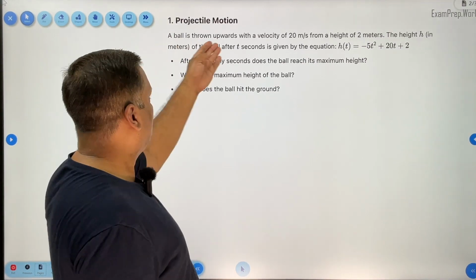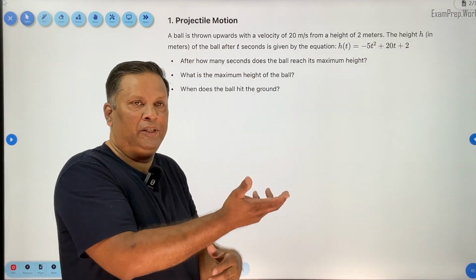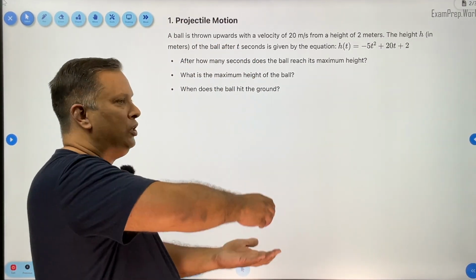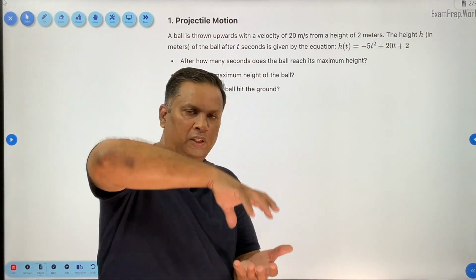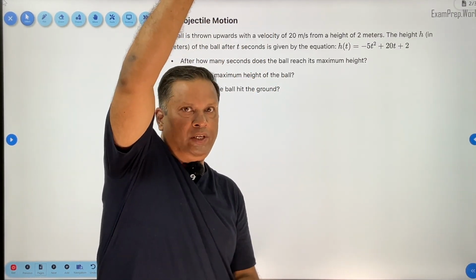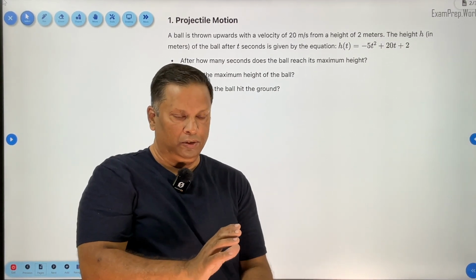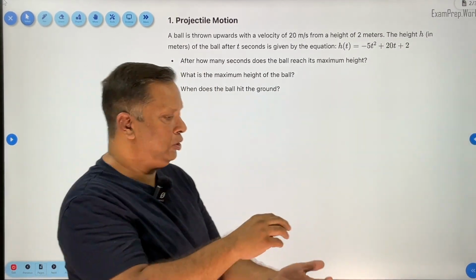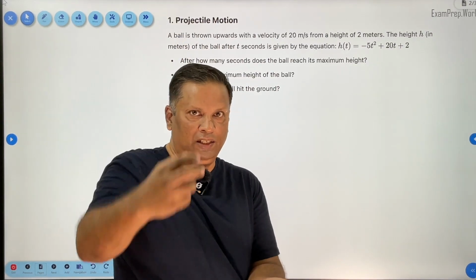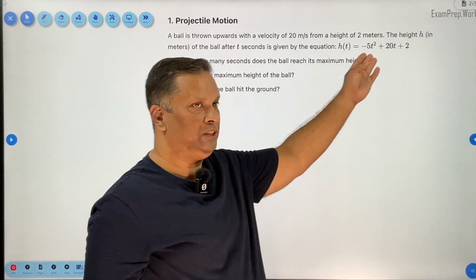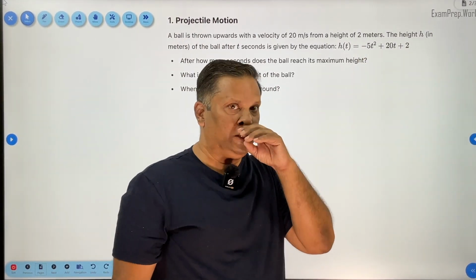A ball is thrown upwards with a velocity of 20 meters per second. When it's going up, it will slow down and go to a highest point, there it will stop and then it is going to return. Because the velocity is decreasing and then again increasing, it is obviously a quadratic function. The motion is defined as a quadratic function.